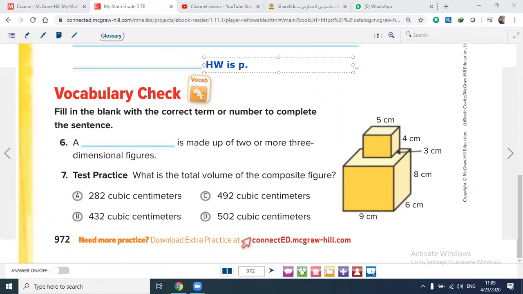Pages 971 and 972. That's all: numbers 3, 6, and 7. Okay, this is the homework.